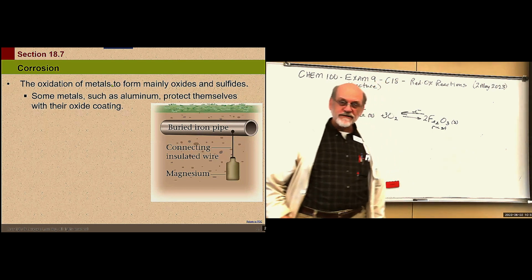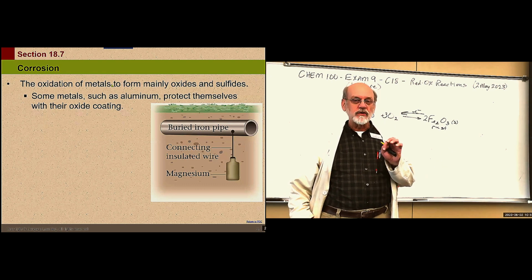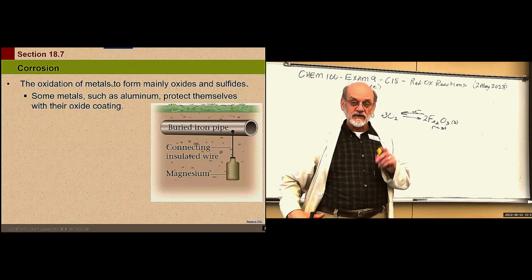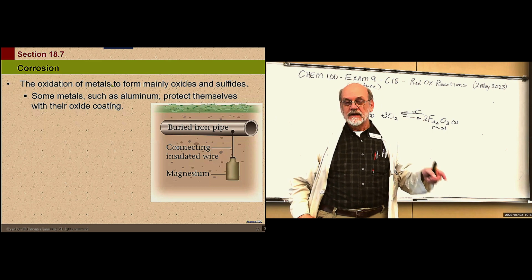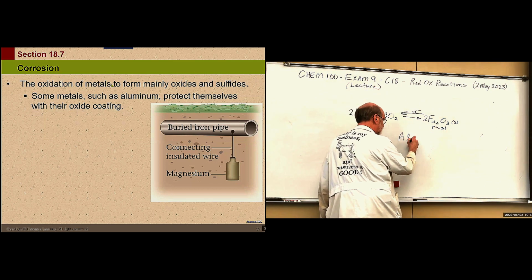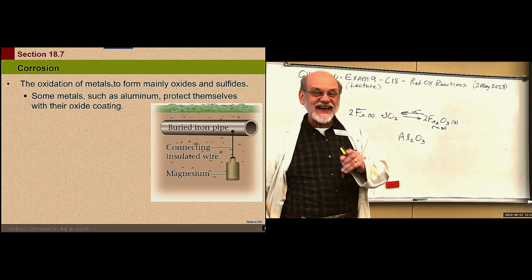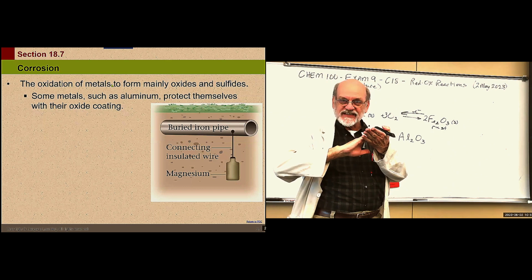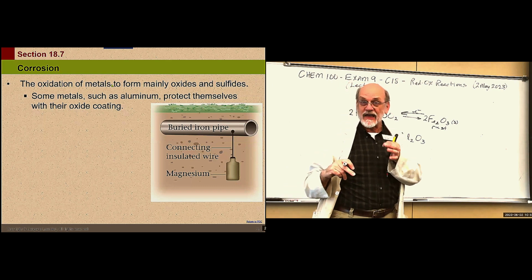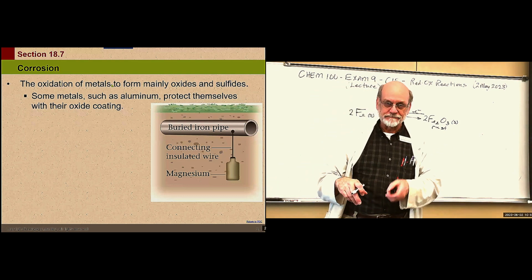Some metals are very good at protecting themselves. Aluminum is one of those. That's why if you discard an aluminum can, throw it out your window as you're driving by, that can is going to be there 100 years from now. Now, aluminum is very reactive. It forms aluminum oxide so readily, in fact so fast, that it forms a sealant on the surface of the aluminum, so no more oxygen can get through. That's why it lasts. So it has a self-protecting mechanism.